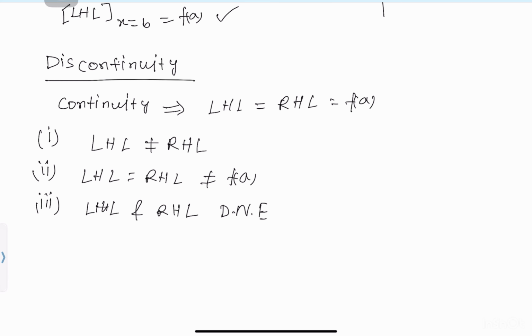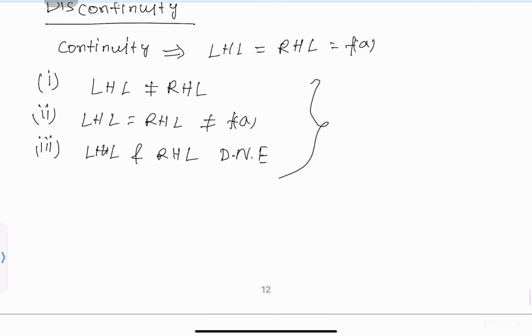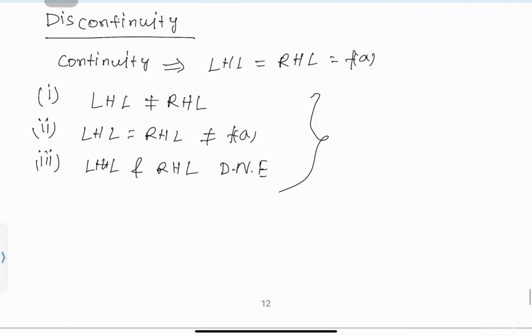Clear? The types I told you have some names. The first one: if the left hand limit and right hand limit both exist but are not equal.